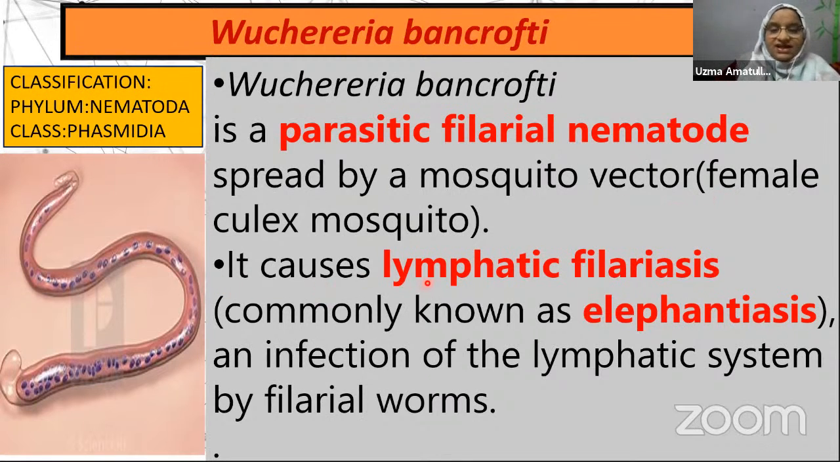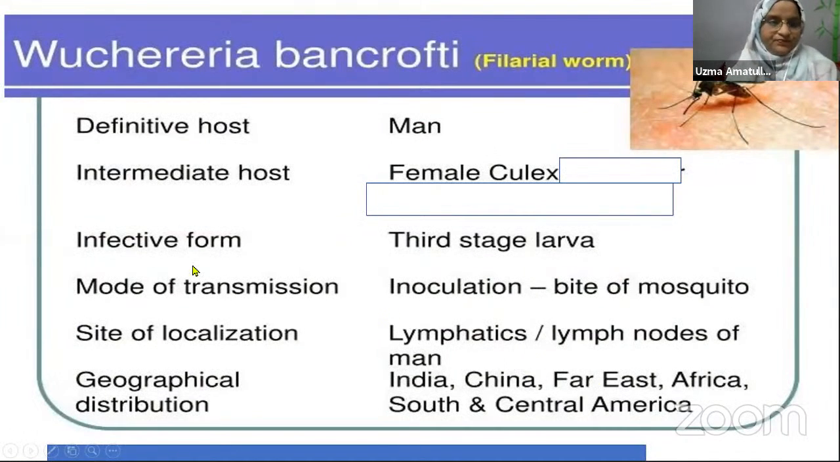Now, it causes lymphatic filariasis, which is commonly called elephantiasis. The infection takes place in the lymphatic system by the filarial worm. Now, we'll see what the lymphatic system is. The definitive host, that is the primary host for Wuchereria bancrofti, is man. And the intermediate host is the female Culex mosquito. The intermediate host is also called the secondary host.